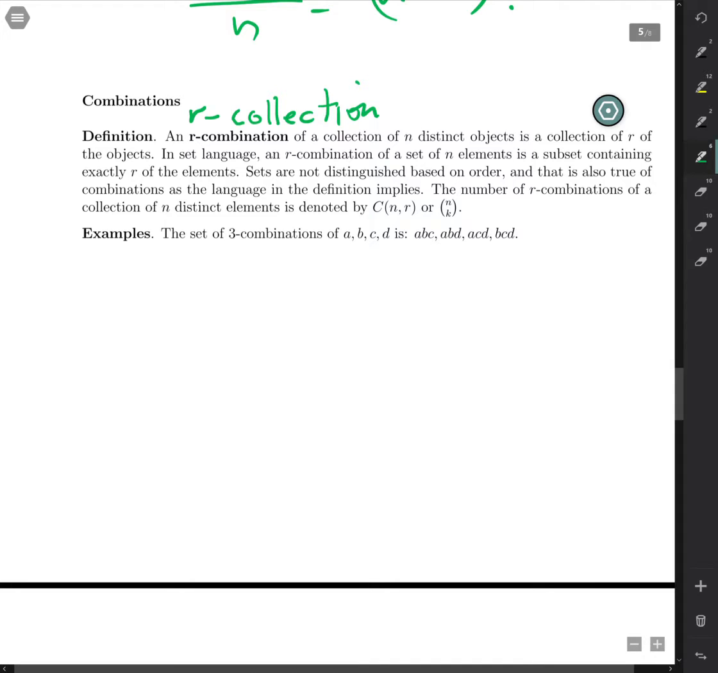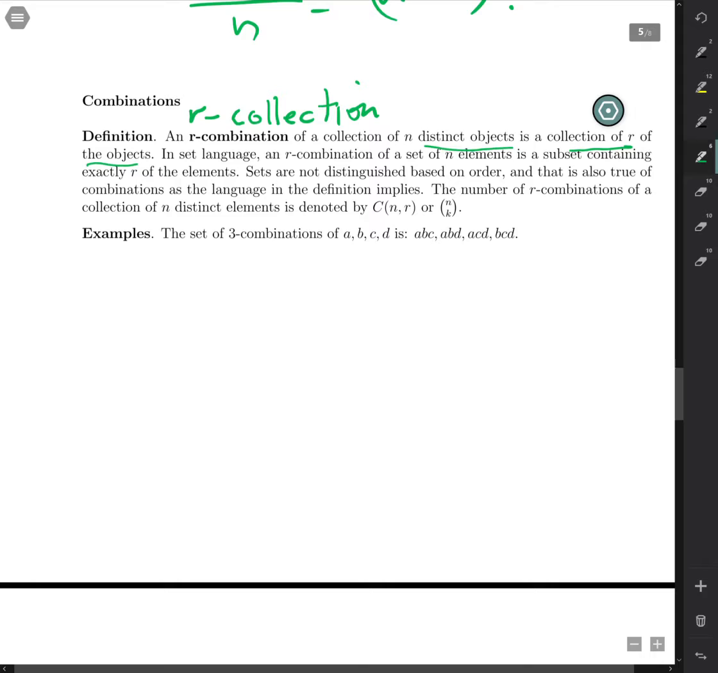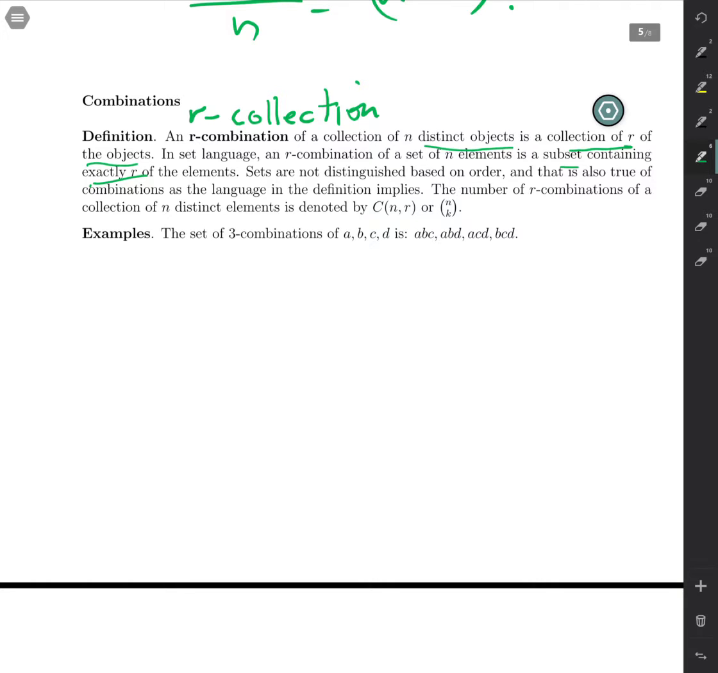An R combination is a collection of R of N distinct objects. You could think of it in set language: an R combination of a set of N elements is a subset containing exactly R of the elements. Sets aren't distinguished on the basis of order, and the same is true of combinations, so the two things are the same.